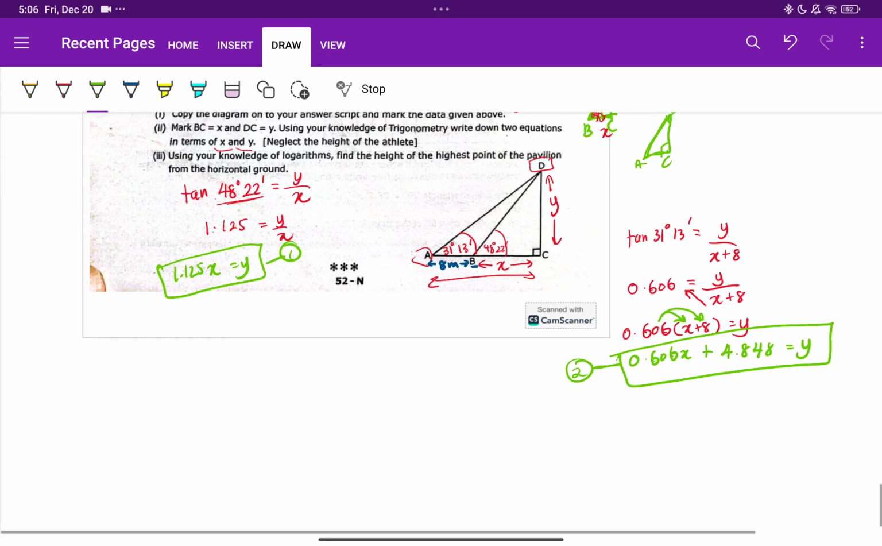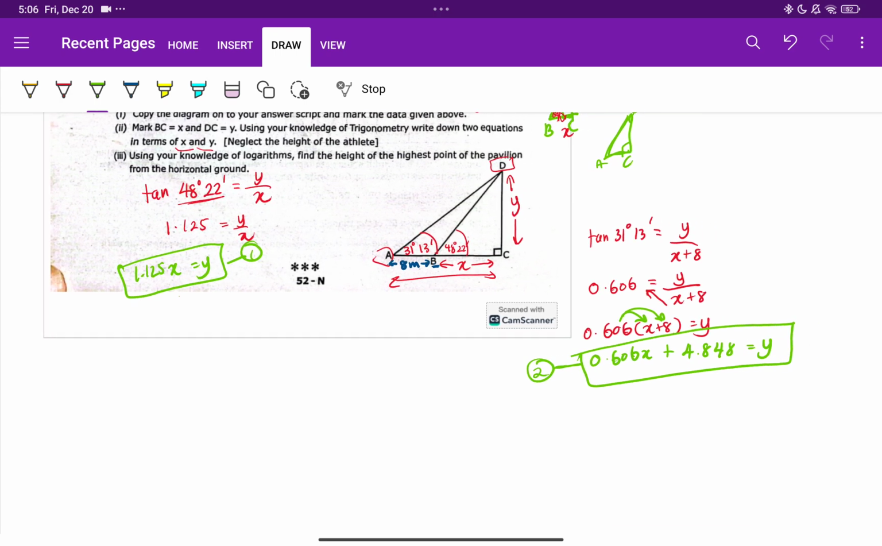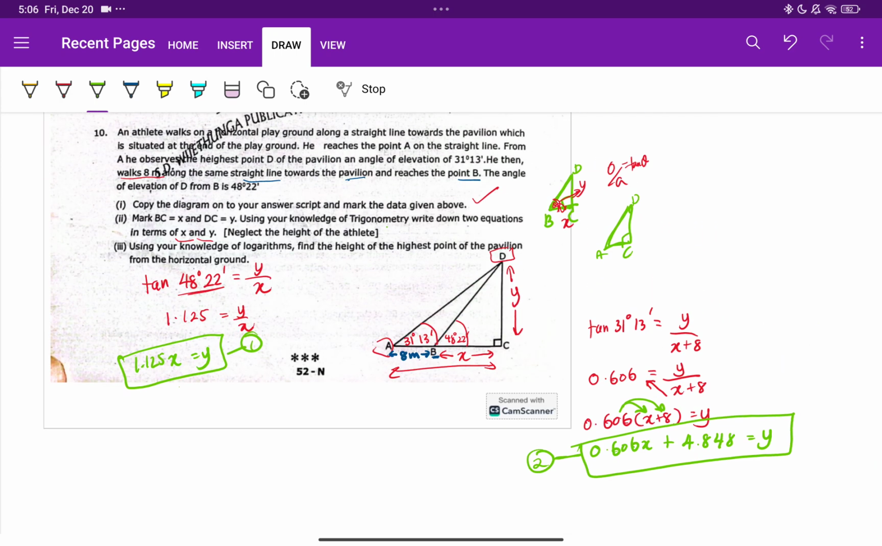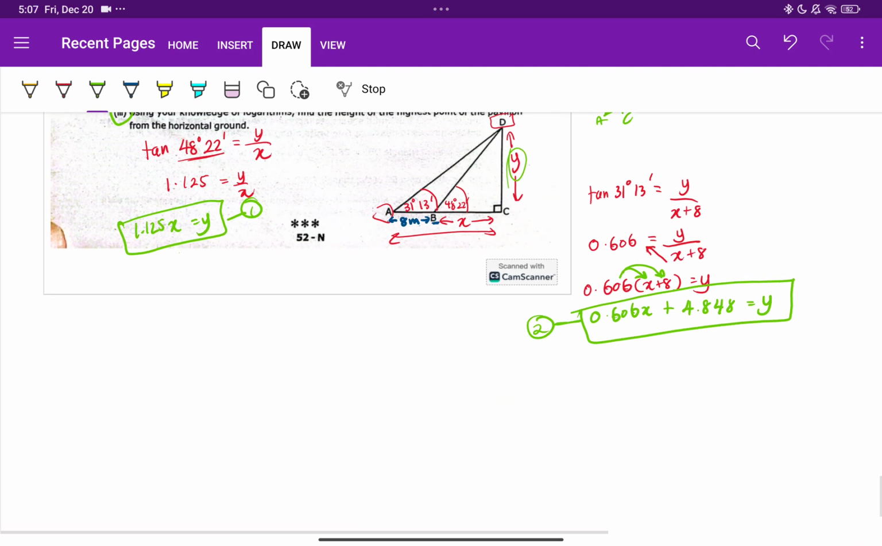Right? Now we have two equations, and that's the end of the second part of the question. And the third part, Roman number 3: using your knowledge on logarithms, find the height of the highest point of the pavilion, which is Y. You have to find Y. But if you look at these equations, both of them are equal to Y, which means both of the equations are equal on both sides. So I'm going to take the left hand sides and equate them, right? So I can write by axiom number 1, the first equation is equal to second equation.